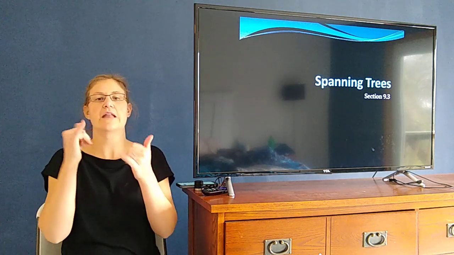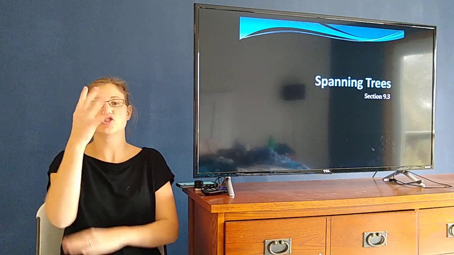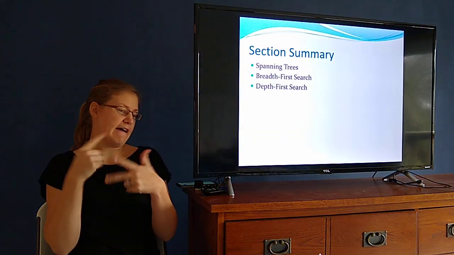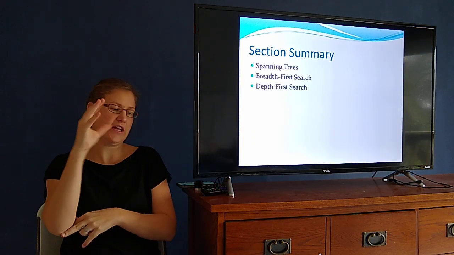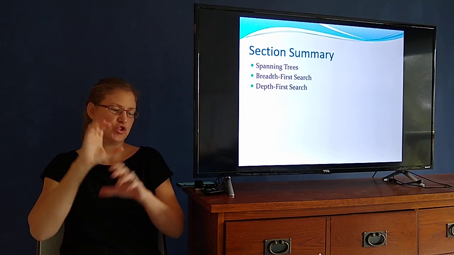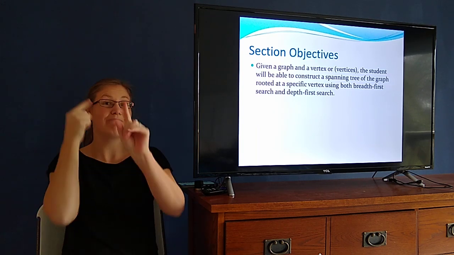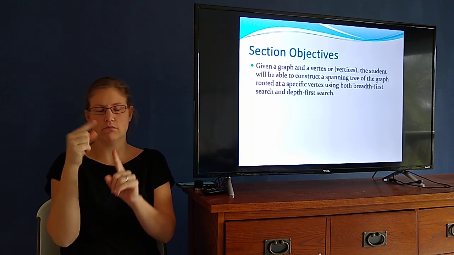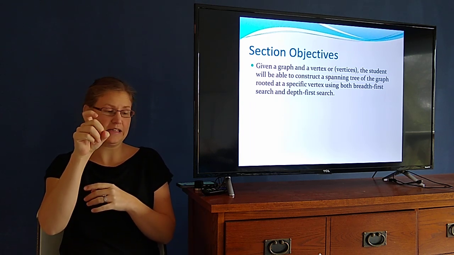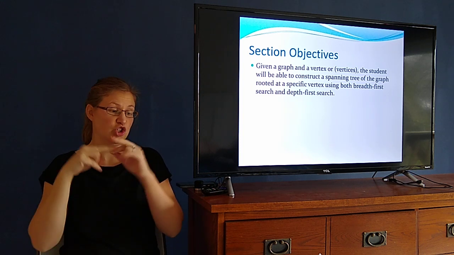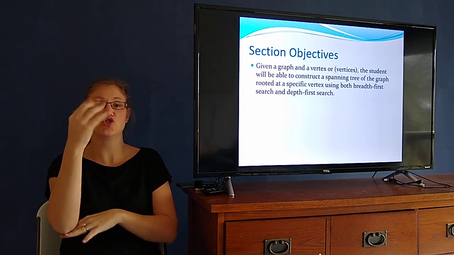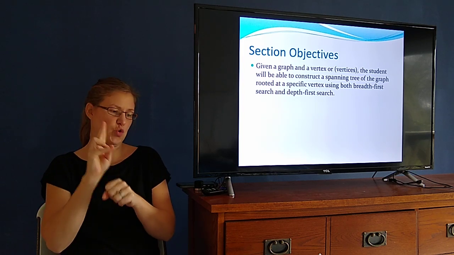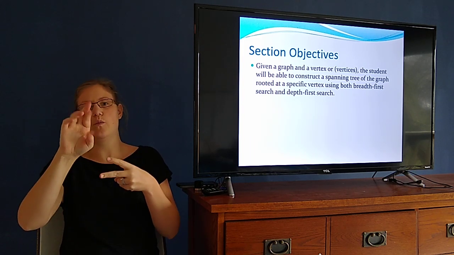Let's continue with spanning trees, chapter 9, section 3. The section summary contains spanning trees, breadth first search, and depth first search. The section objective is: given a graph and a vertex or vertices, you will be able to construct a spanning tree of the graph rooted at a specific vertex using both a breadth first search and depth first search.